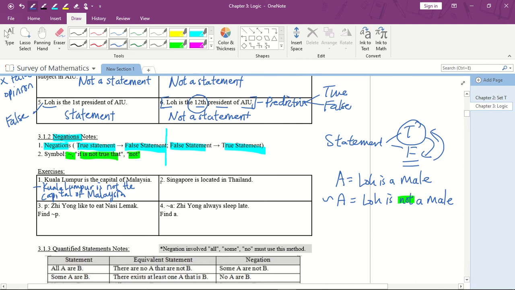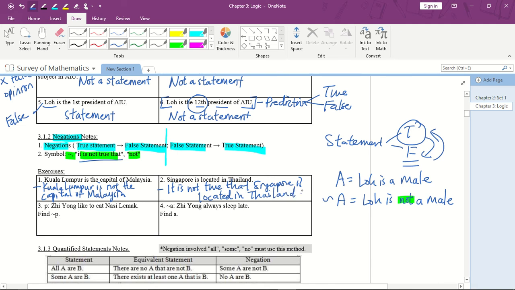So of course, the second question: Singapore is located in Thailand. We don't need to know whether it's a true statement or a false statement. In order to make it the other way around, we can add "it is not true that". So we can say that it is not true that Singapore is located in Thailand. Okay.